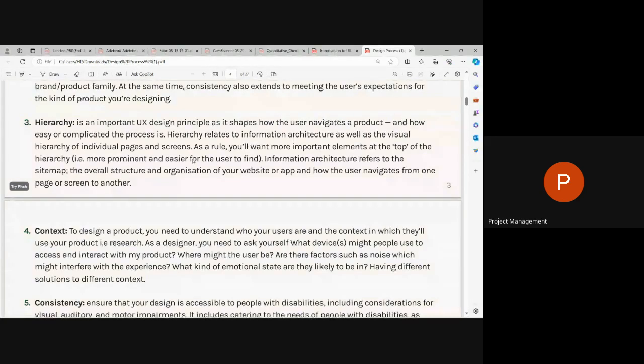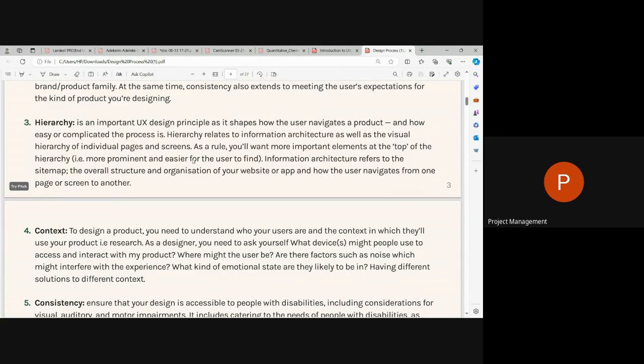So hierarchy will make your user know that, okay, this is the first thing I should go to, this is the first thing I should read, this is the next one I should read. That is what hierarchy means. It helps with how structured and how organized the website should be. As a rule, you have to place important elements at the top. The important things are what your user should see first. That is what I mean by hierarchy: placing design elements in order of their importance.